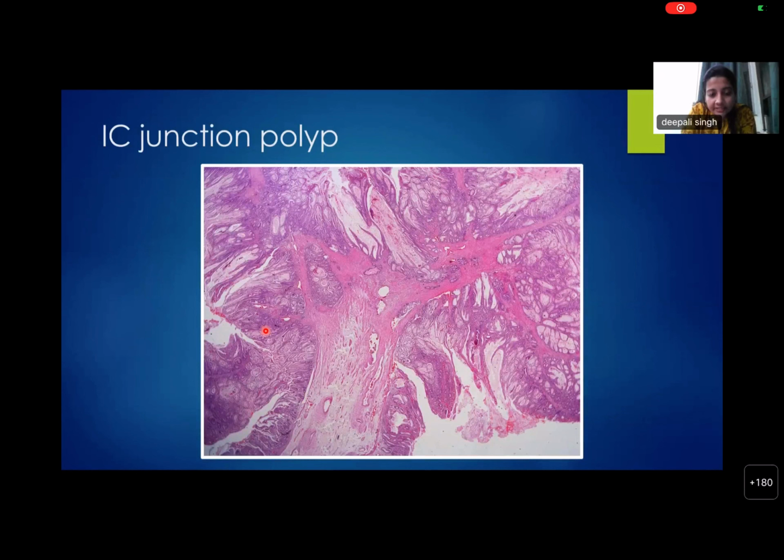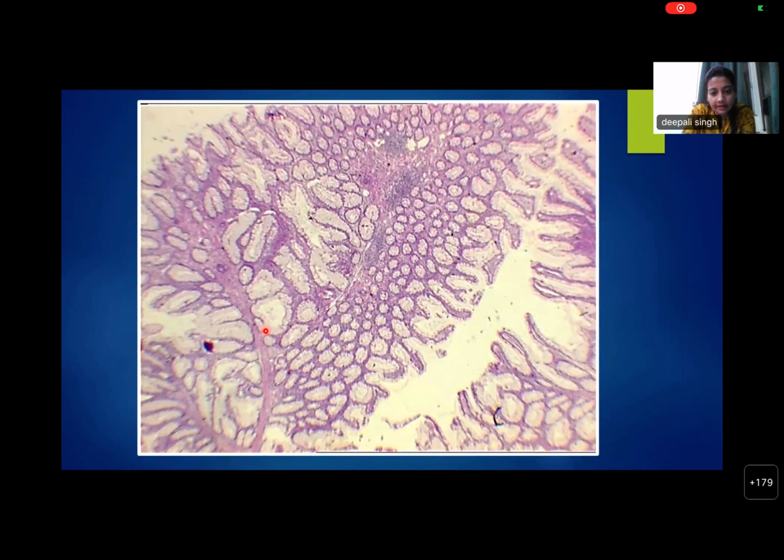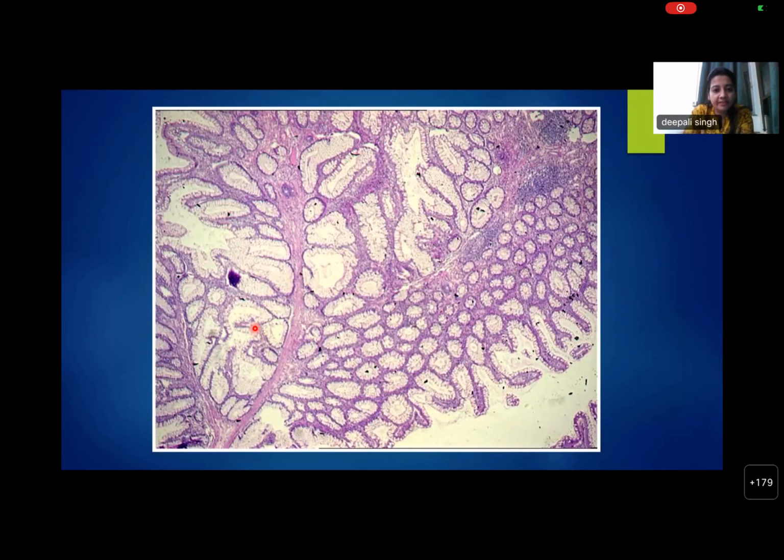Ma'am, here also I can see the arborizing pattern in which smooth muscle is intersecting with the lamina propria and other connective tissue. And here the glands are lined by mucinous columnar epithelium, but no dysplasia is still appreciated. Correct. Very good. So what kind of polyp do you think this is? At this stage, I can see it is a hamartomatous polyp, favoring Peutz-Jeghers polyp.